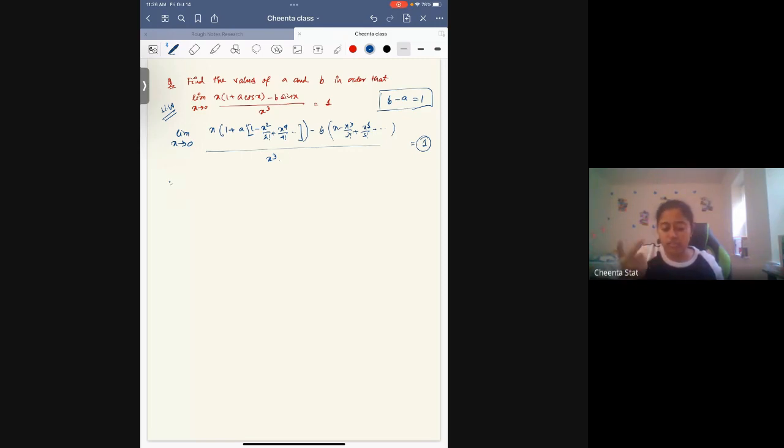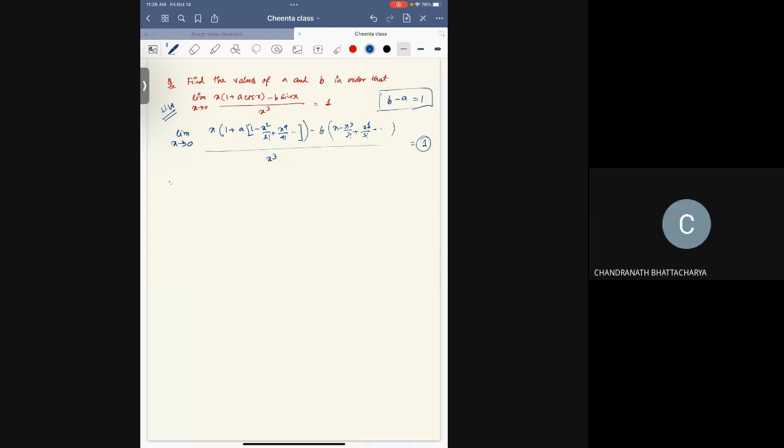I hope this is the way. Ma'am, I can understand that we have to use the functions' derivation, I mean this type of form.